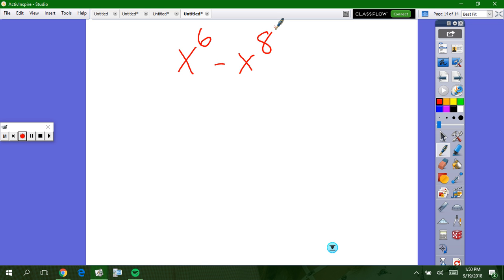What do those guys share? The base, right? X. X to what power do they share? Don't they both have a 6 in them? Because 8 has 6 in them, doesn't he? He has 2 left over. You guys agree? Remember factoring? Factoring what they have in common, you pull that out, right? So don't they have an x to the 6th in common? If you don't believe me, I can show you. X, X, X, X, X, X.